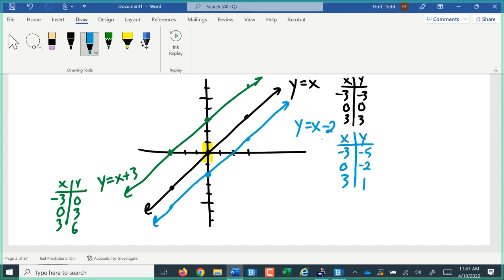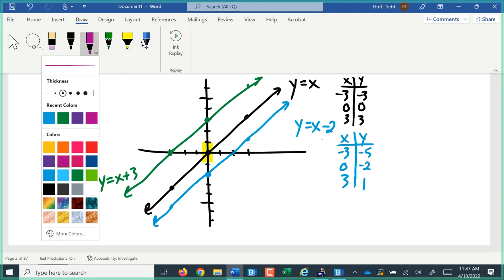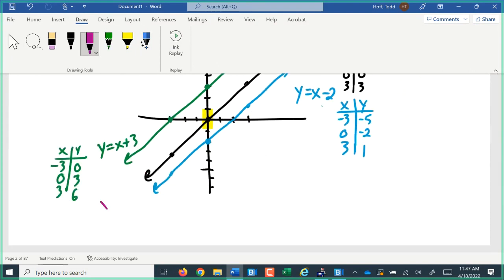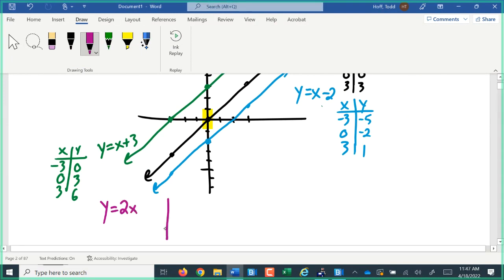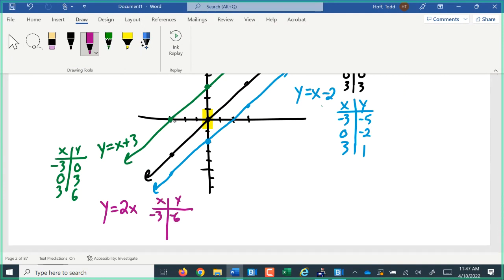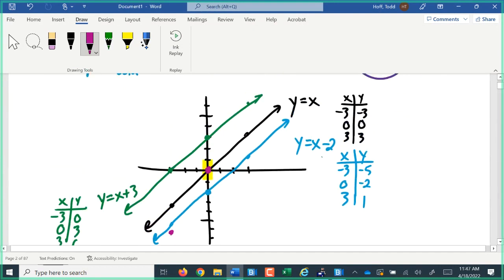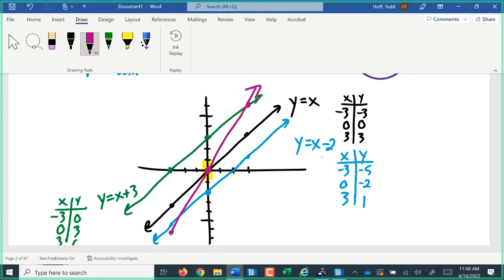Let's look at what happens if we do y equals 2x. So if I make my table here, x and y, if x is negative 3, 2 times negative 3 would be negative 6. So negative 3, negative 6, right there. If x is 0, 2 times 0 would be 0. That's 0, 0 right there. And if x is 3, 2 times 3 would be 6. So 3, 6, right there. So our line goes to the origin again. What has changed is the angle across the graph. It's a steeper angle now.